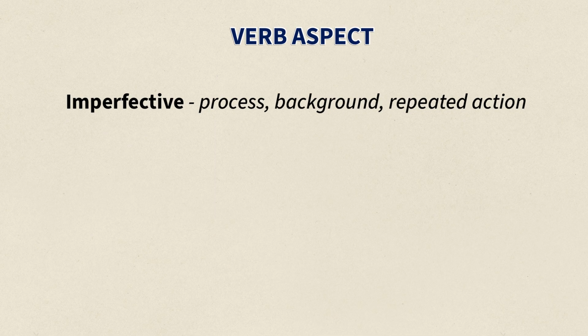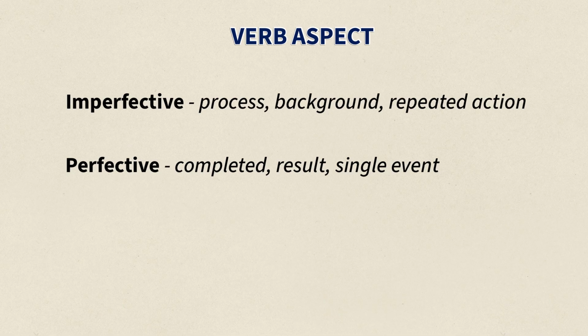Let's talk about the verb's aspect. This is where meaning really changes. In Russian, aspect, perfective or imperfective, shows how actions relate in time. Imperfective verbs show process, background, repeated action, while perfective verbs show a completed result or single event. Let's see how this works in the past and future.